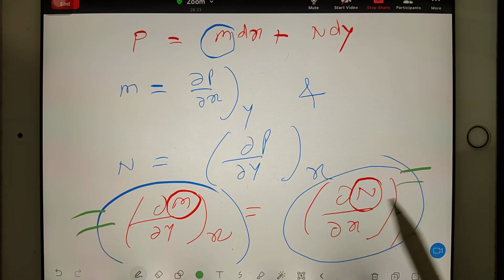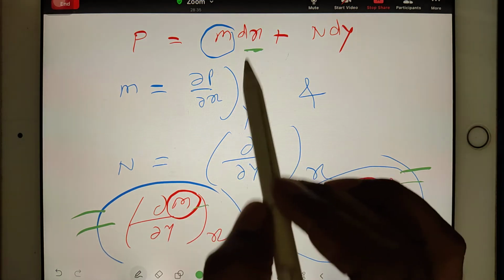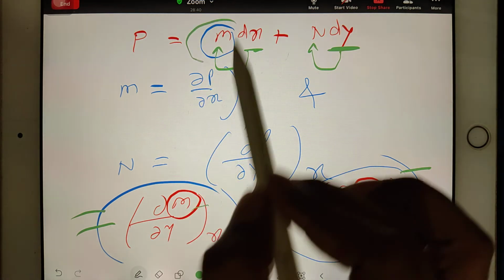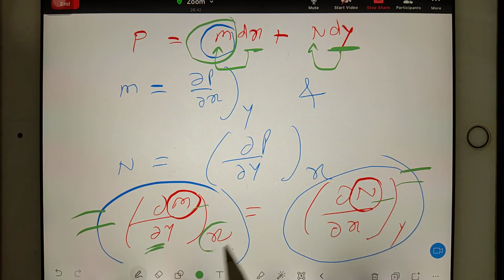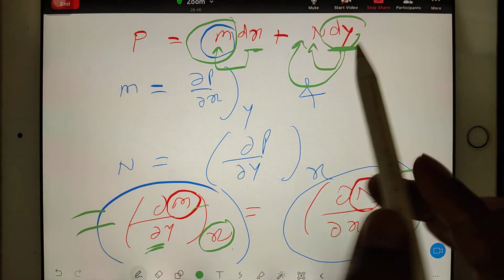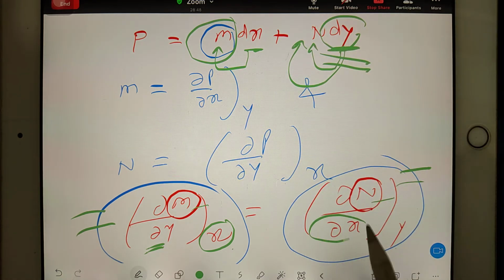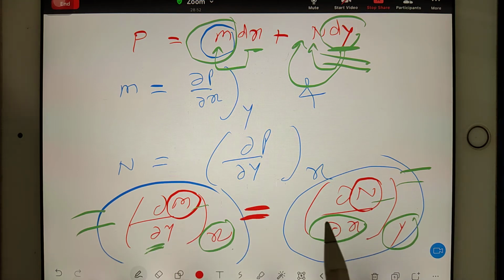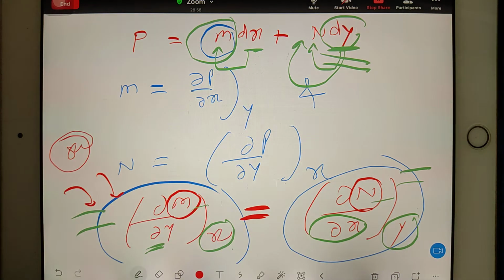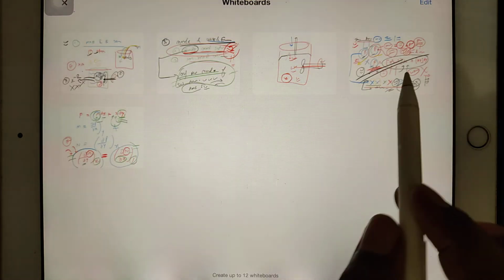But the problem is you should know what your M is and what your N is. How will you know? The coefficient of dx is your M, the coefficient of dy is your N. So you differentiate M with respect to y by keeping x constant, and differentiate N with respect to x by keeping y constant, and see if they are equal. If so, then definitely that property is a point function. A point function is also known as a state function. I hope you can do this easily, right?